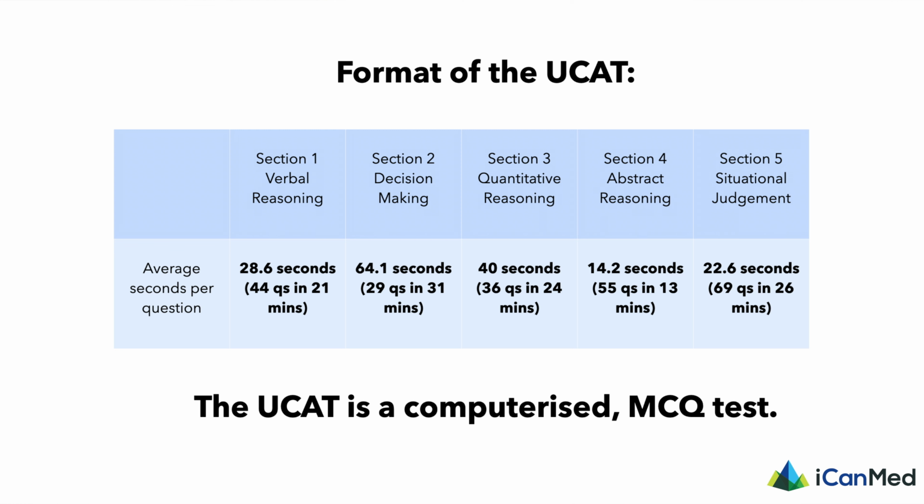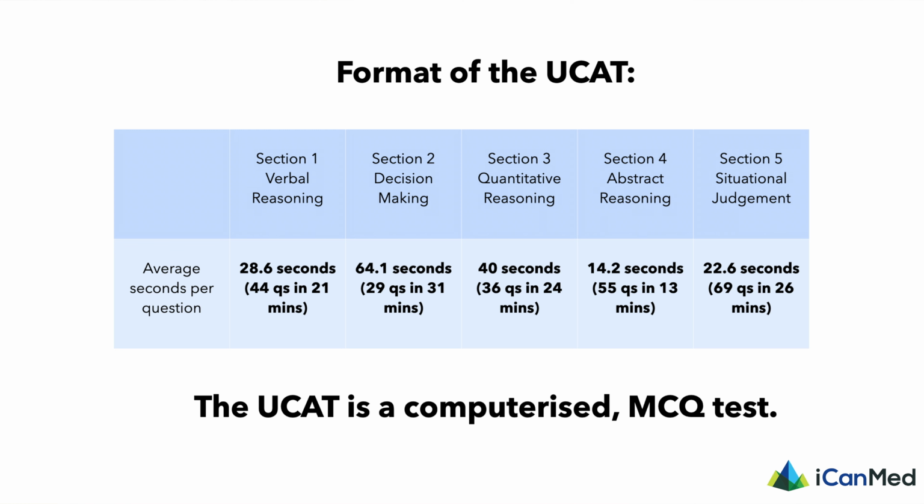And the idea behind this test, it's a computerized test, just so that everyone knows, is that there is a certain amount of time given for each of the question types and each of the sections. So for example, in section 1, you're given 21 minutes to do 44 questions, of which you get, on average, 28.6 seconds per question, including the reading of the premise, right? So it's not just answering the actual questions, it's the premise reading itself as well. Section 2, you get 31 minutes to do 29 questions, of which then, if you do the math, gives you 64.1 seconds.